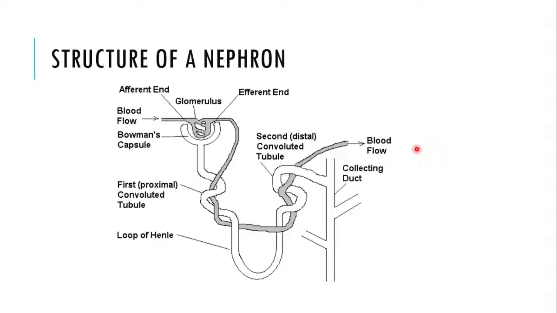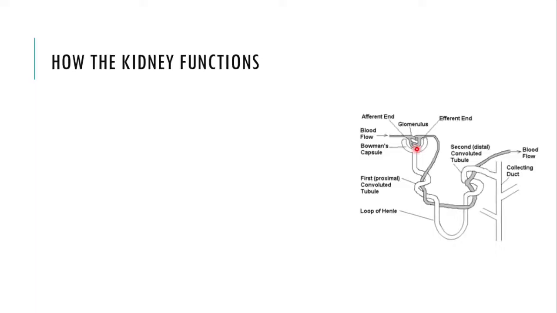Please pay attention to this diagram. Know this diagram. Okay, this is the diagram of the nephron. Alright, now excretion in the kidneys occurs in stages, and that's my focus in this video. We're going to look at the stages of excretion in the kidneys. It occurs in stages. The first stage is known as ultrafiltration. So what is ultrafiltration?